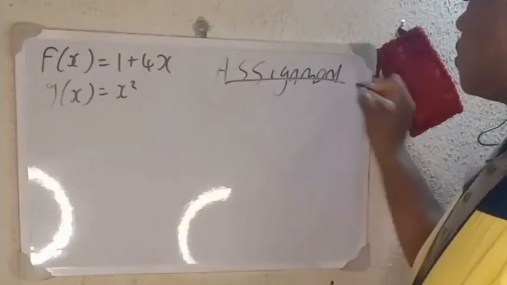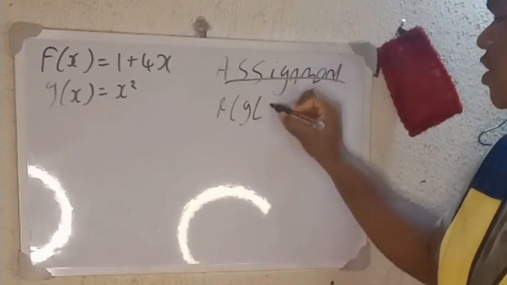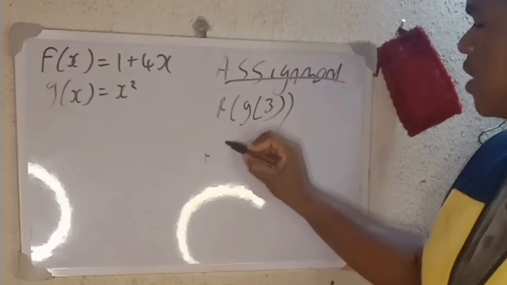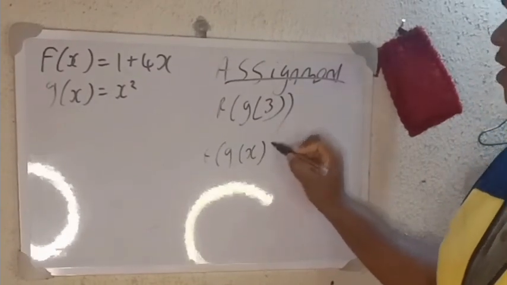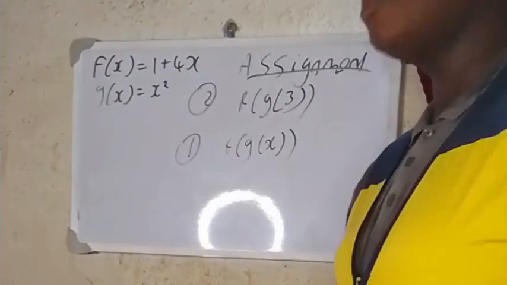So the assignment for you is to find f of g of 3. Remember, first of all, you find f of g of x. So find 1, then find 2. You can do that in the comment section.